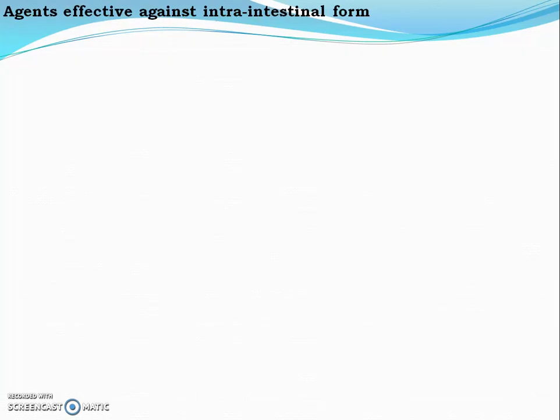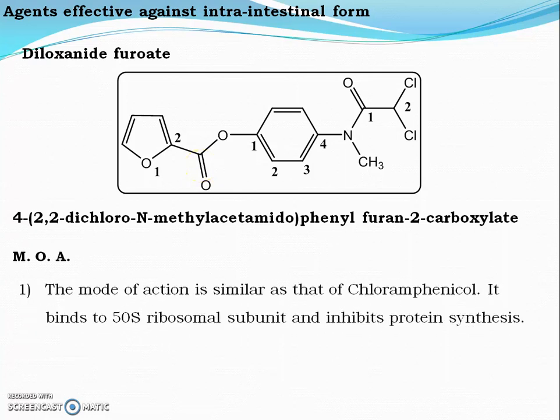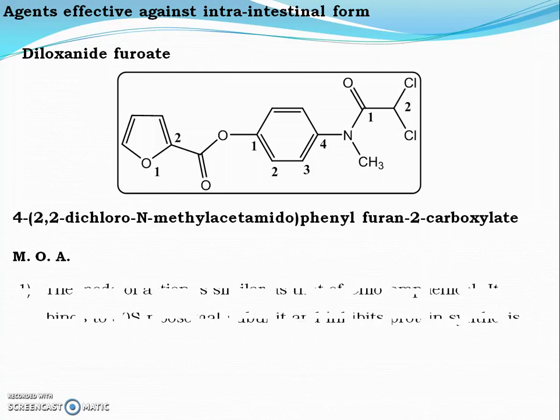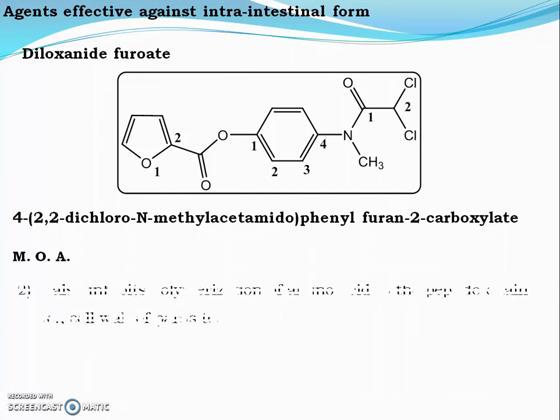Agents effective against intestinal form like diloxanide furoate. This is the structure of diloxanide furoate and the IUPAC nomenclature is 4-[2,2-dichloro N-methyl acetamido] phenyl furan-2-carboxylate. The mode of action is similar to that of chloramphenicol. It binds to the 50S ribosomal subunit and inhibits protein synthesis. It also inhibits polymerization of amino acids to the peptide chain, that is the cell wall of the parasite.